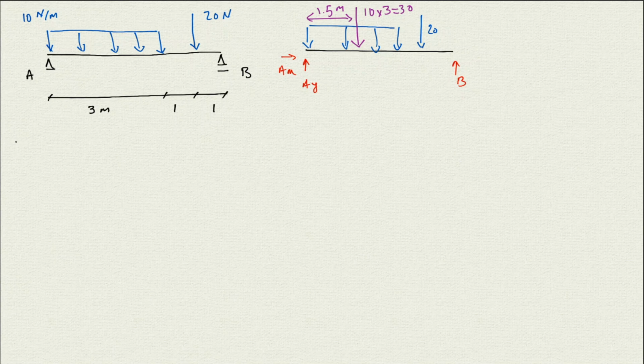So if I write sigma Fx is 0, the very first thing, sigma Fx is 0 gives us that Ax is going to be 0. So there are no horizontal forces. And then if I write sigma M about point A is 0, assuming counterclockwise is positive, we calculate the moment about point A. Ax and Ay don't have any moment about point A because both of them pass through that point.